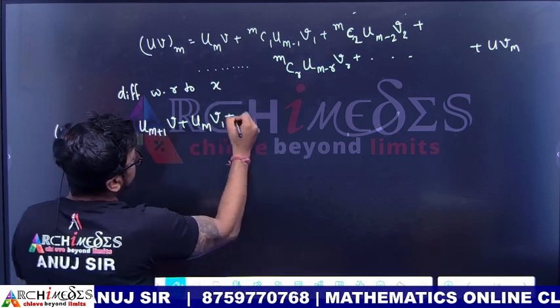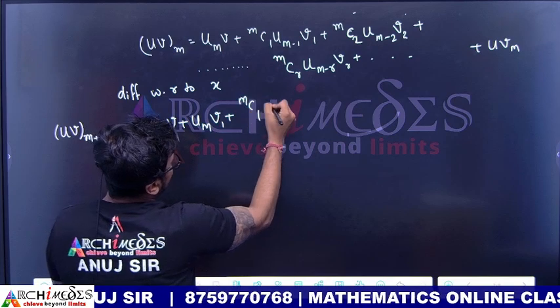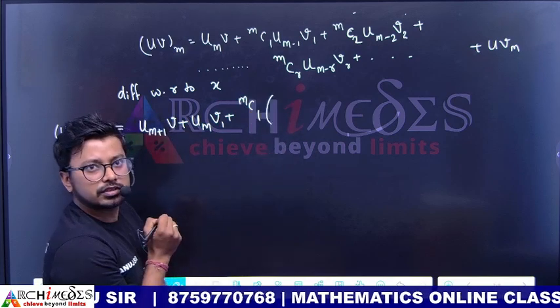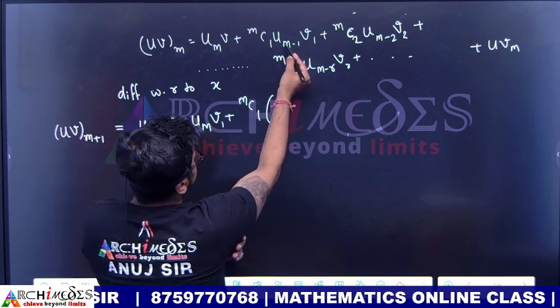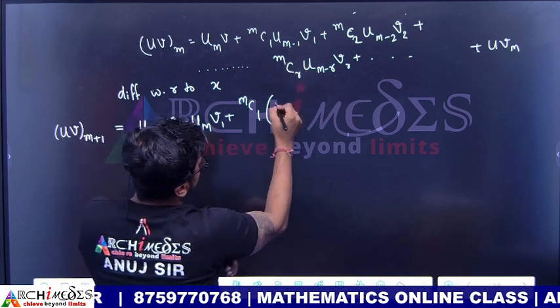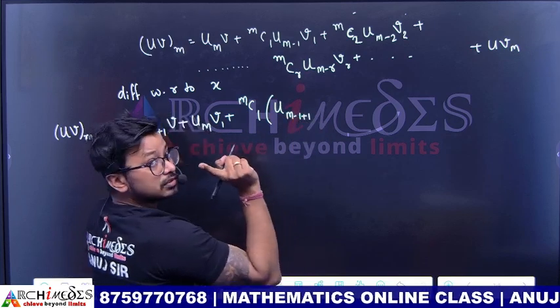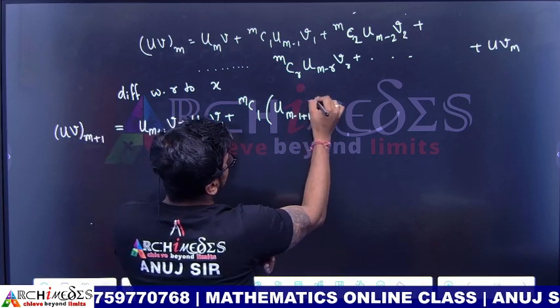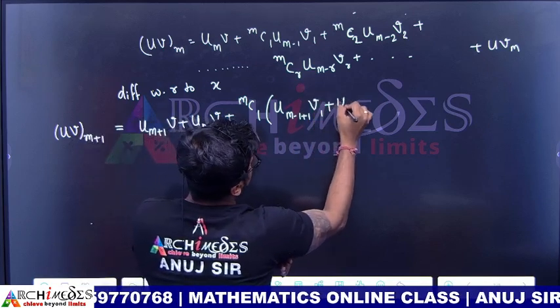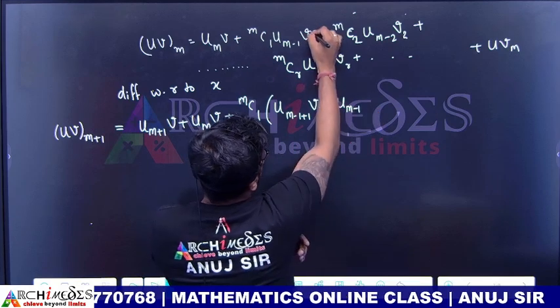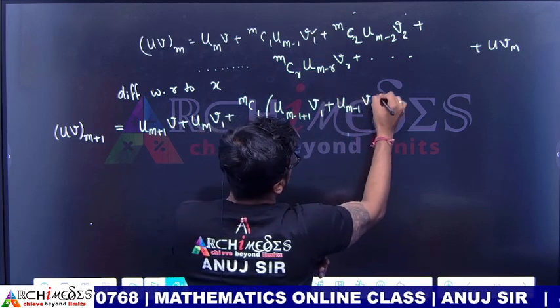Since we know very well mC1 is a constant term, yes or no? So when I differentiate this, it becomes u^(m-1+1) only, yes or no? Then it is v1 plus, keep this as it is. When I differentiate v1, it becomes v2.